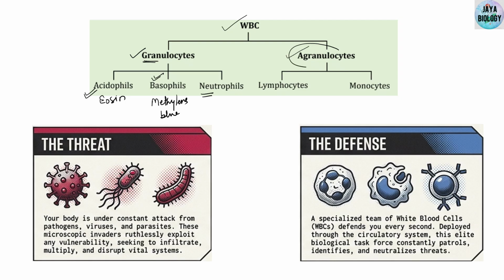But if cytoplasm does not have any granules, we say agranulocyte, and there are two categories, lymphocyte, which is again of two type, B cell and T cell, and last one is the monocyte.